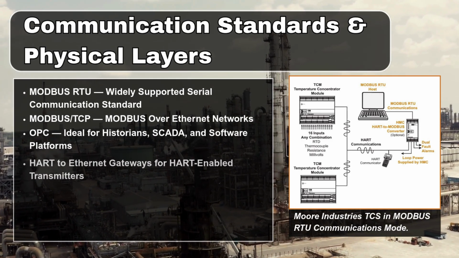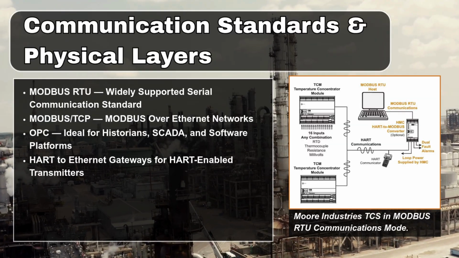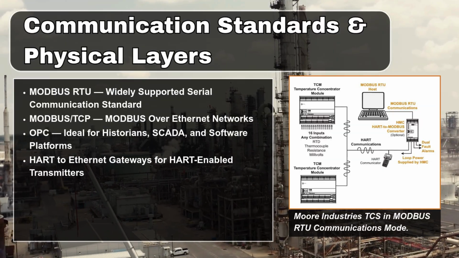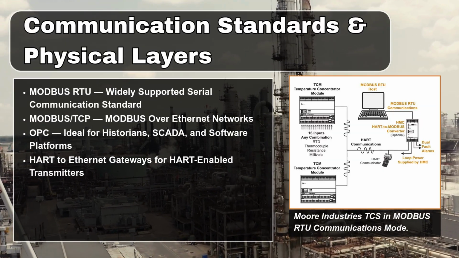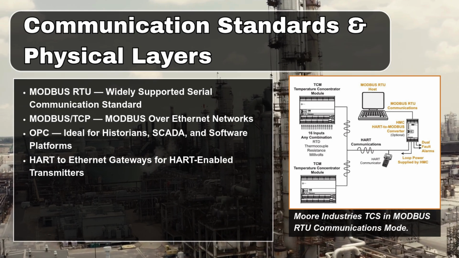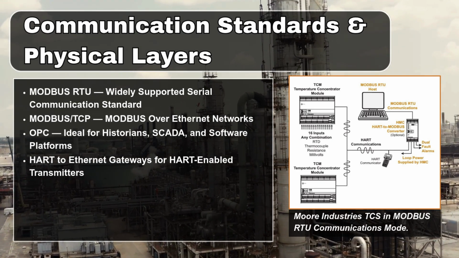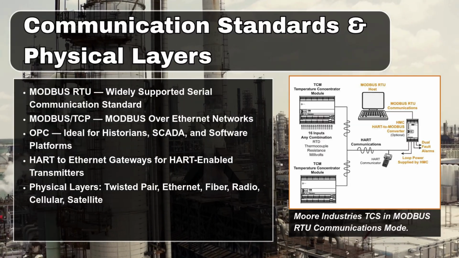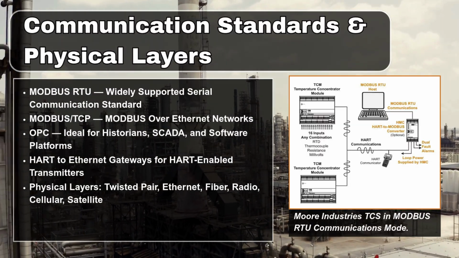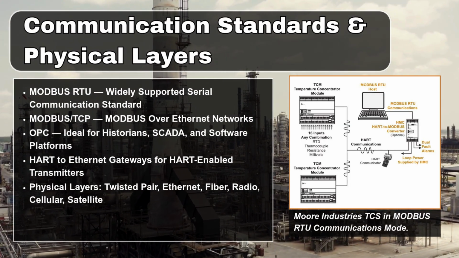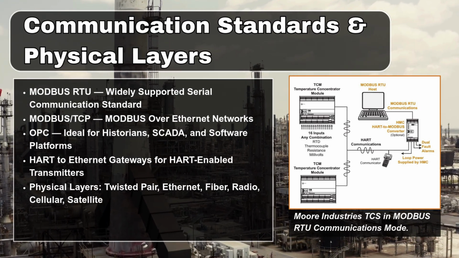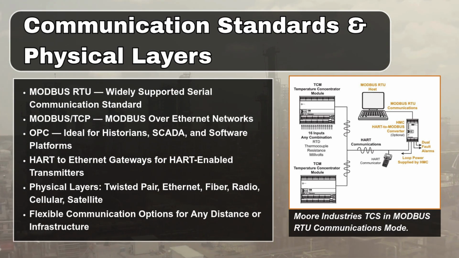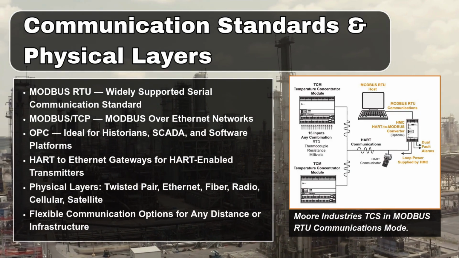OPC is another common option, particularly for sending processed data to historians, SCADA systems, and other software platforms. For facilities using HART-enabled transmitters, HART to Ethernet gateways can poll multiple HART devices and deliver process variables and diagnostic data directly over an Ethernet backbone. Beyond protocols, the physical layer options are equally flexible. Remote I/O can run over twisted pair, Ethernet, fiber optic cable, spread spectrum radios, cellular modems, microwave systems, and even satellite links, making it a viable solution regardless of the distance or infrastructure involved.